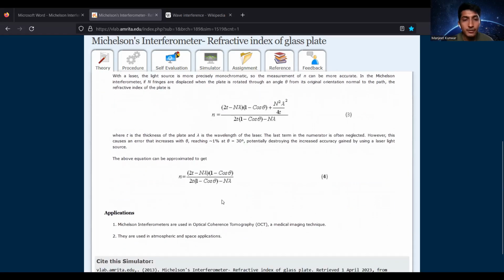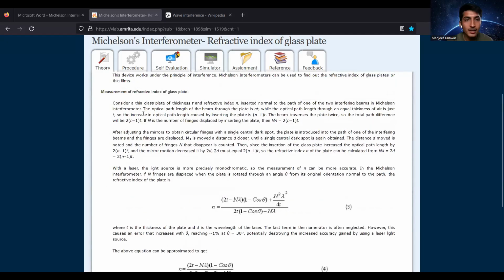Applications of the Michelson interferometer are widely used. Michelson interferometers are used in optical coherence tomography, CT, and medical imaging techniques, and they are used in atmospheric and space applications.